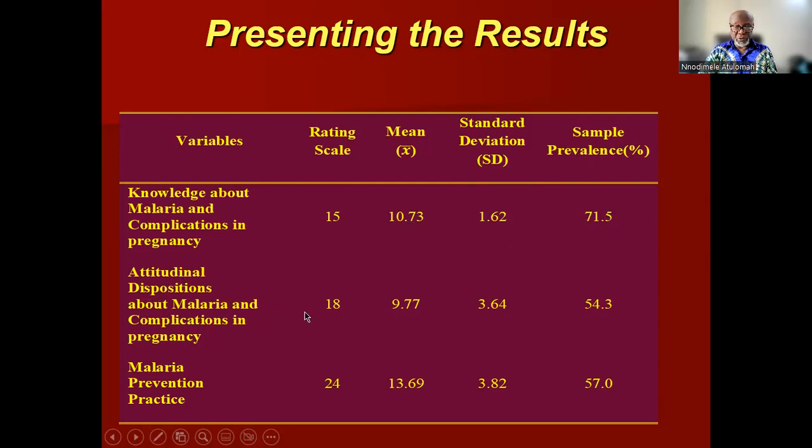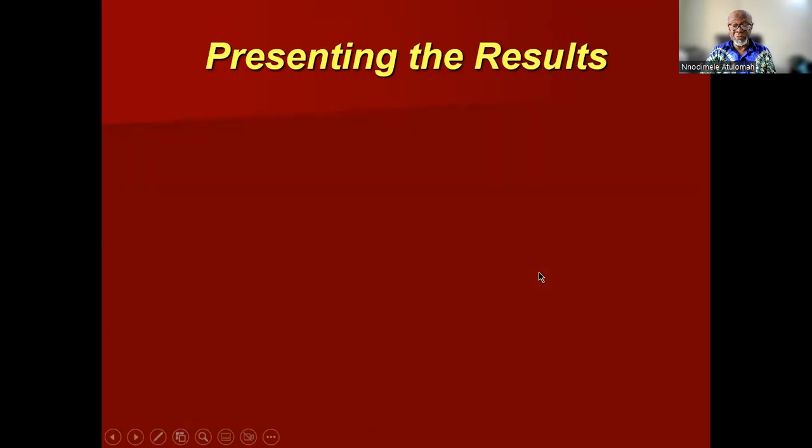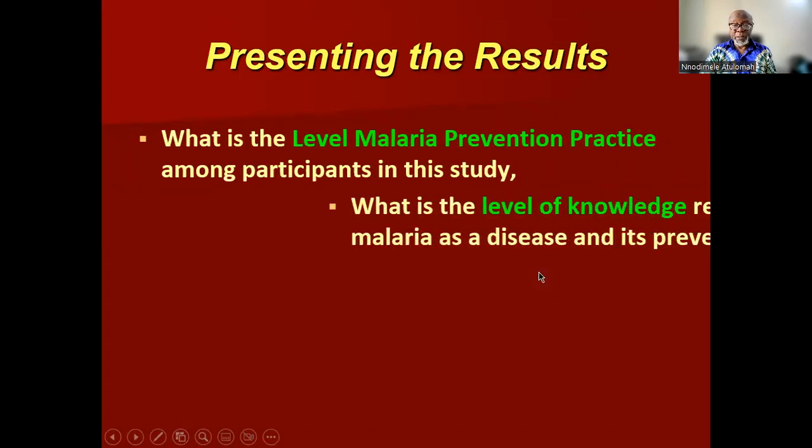So attitudinal disposition, also on an 18-point rating scale, 9.7. So with this, you can easily answer your research question without mumbling and getting lost. Malaria prevention practice, on a 24-point rating scale, this sample scored 13.69 with a standard deviation of 3 points. So each participant has a score, and all of them aggregated, we can find the mean of all of them with a standard deviation and even the standard error of the mean. Okay.